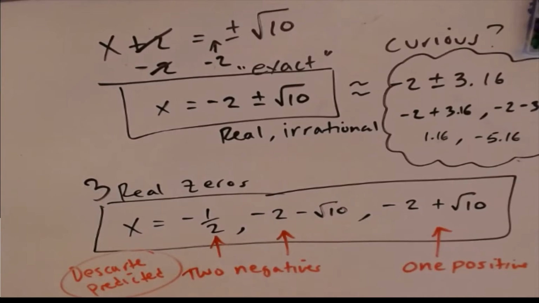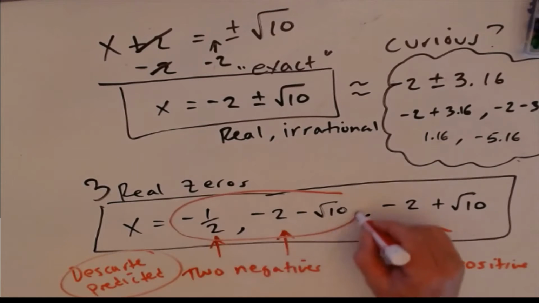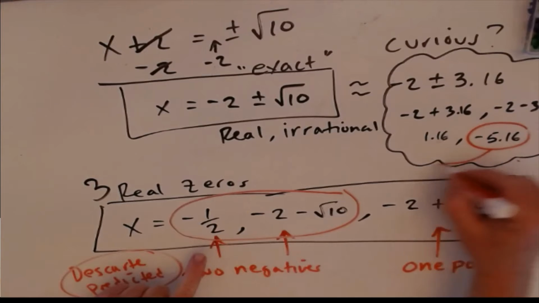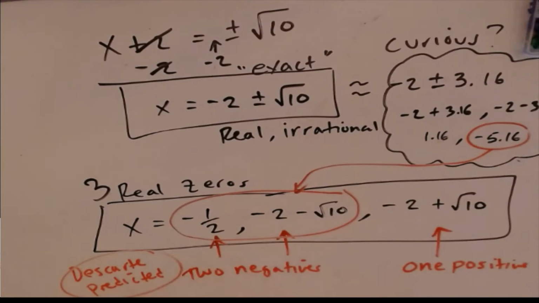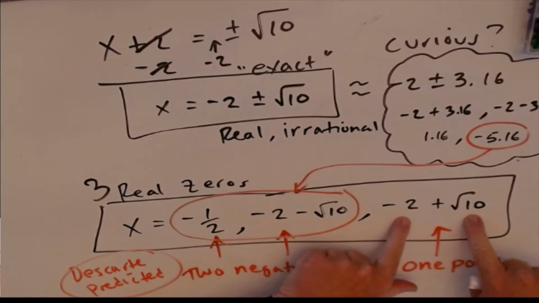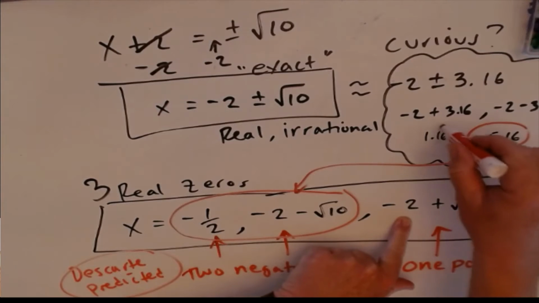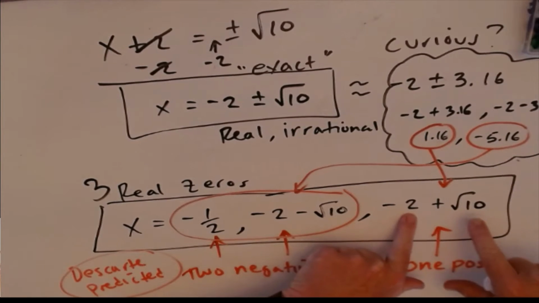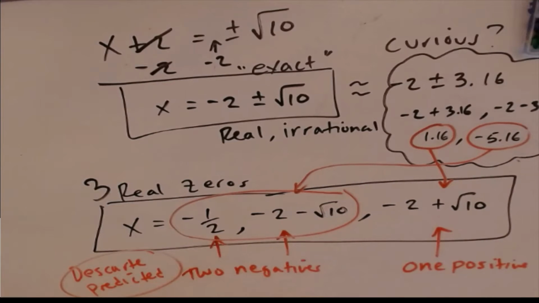So Descartes' rule predicted that we would get 2 negatives and 1 positive using the rule of signs. So it's exactly right. I hope it's clear that these are both negative numbers. Remember, this one is the same as this, -5.16. It might not be obvious that this is a positive number, but when you put it into your calculator, you see that it's actually positive. -2 plus the square root of 10 is actually positive.